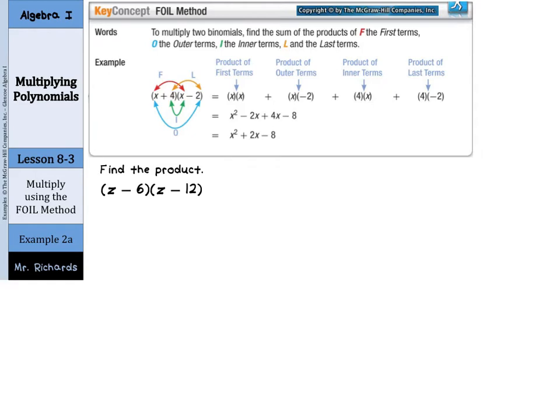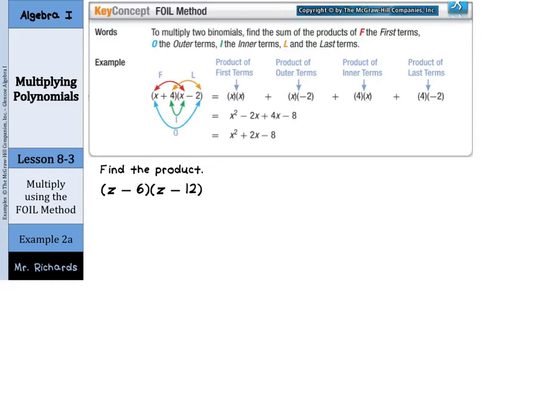Now there's also a fun FOIL way. In our FOIL method, to multiply two binomials, find the sum of the products: F, the first terms, O, the outer, I, the inner, and L, the last. And you can see in our concept box how this is done.